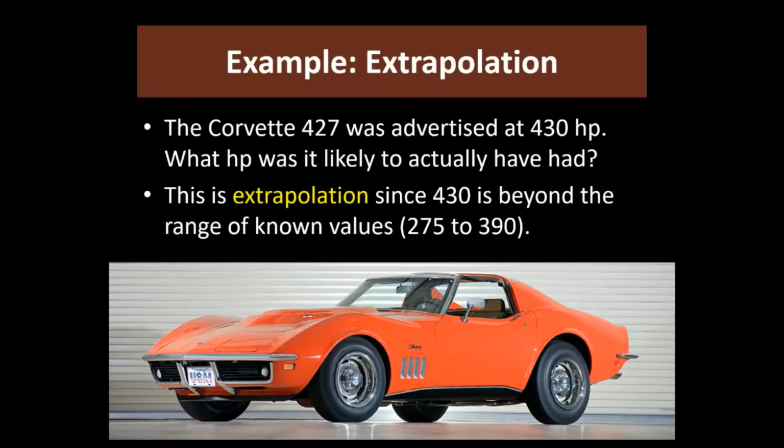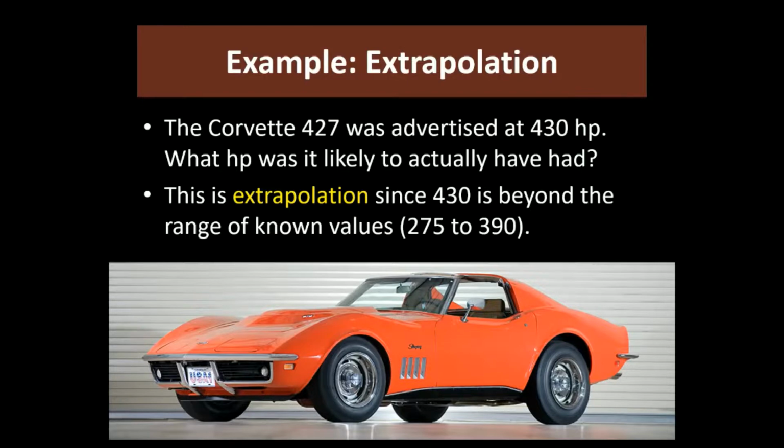Okay, moving on to the Corvette 427. Now this was a pretty fast car. It has an advertised horsepower of 430. So our belief would be that its actual horsepower would be a little bit higher than that. This one's extrapolation because we have a value that we're going to plug in of 430, despite the fact that it happens to be an advertised value and not an actual.